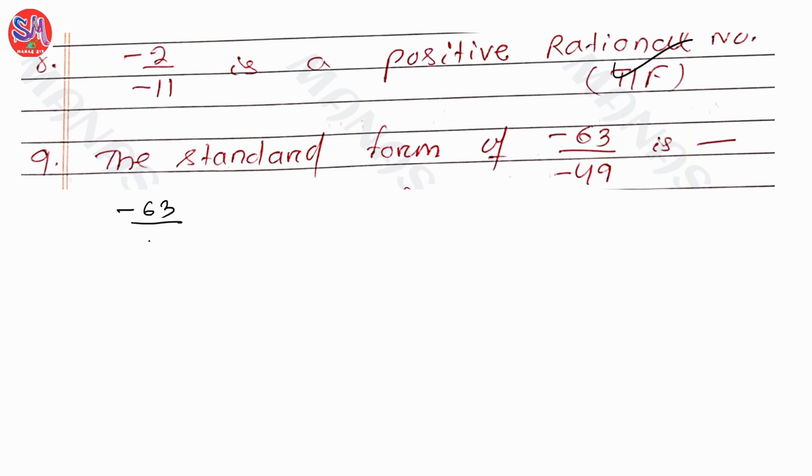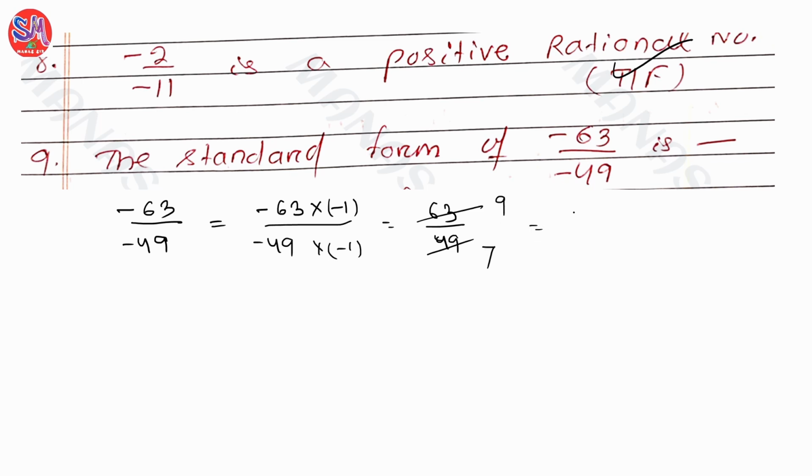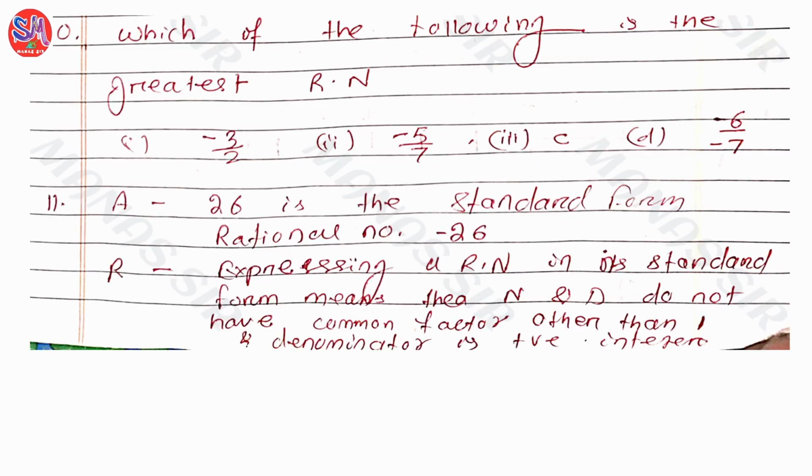Now we know that standard form we can solve in two steps. The first step is to convert the denominator to positive. That's why we multiply by minus 1 on both sides. That is minus 63 into minus 1 divided by minus 49 into minus 1. Yes or no? That is 63 divided by 49. Now we can cancel by 7. 7 7s are 49, 7 9s are 63. So the answer is 9 by 7. Do all of you understand? Now next, question number 10.